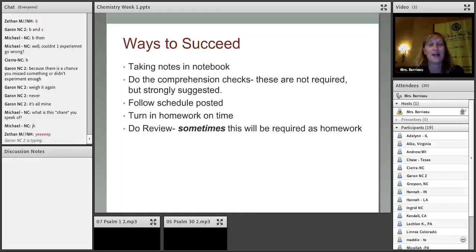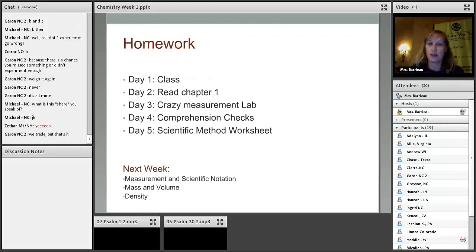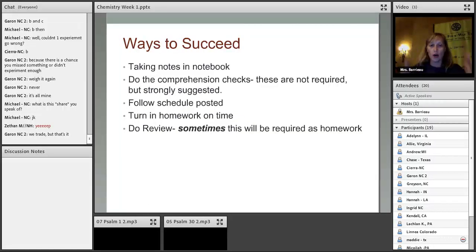So ways to succeed in my class. I want you guys to, again, take your notes in a lab book or composition book, okay? Not required, but strongly suggested. Follow a schedule that I have posted. I know that some people really appreciated this last year. I like doing it this way because it helps you know how to think about these things. Here's my schedule. I'll get to it in just a second.